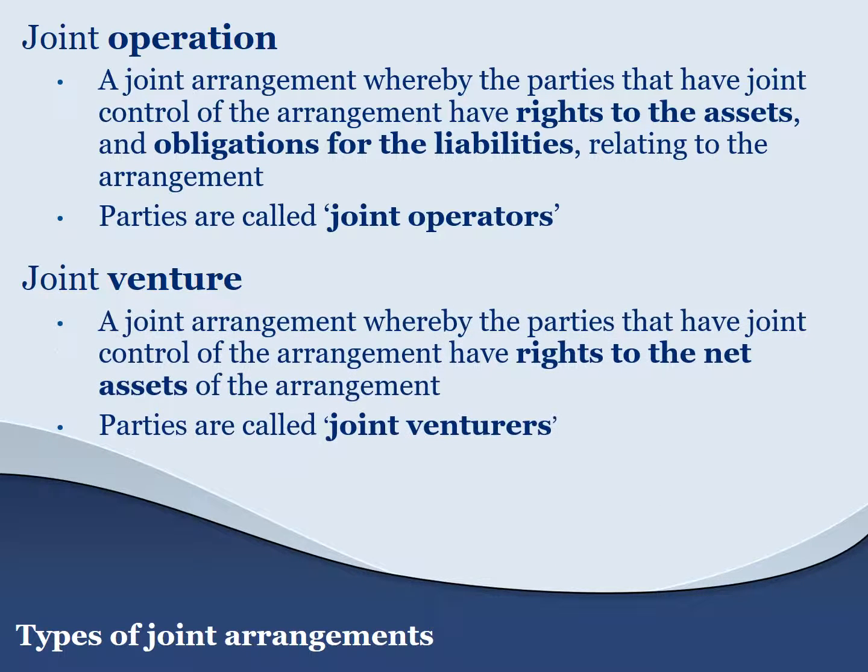In order to address the distinction between a joint operation and a joint venture, the following needs to be considered. A joint operation is an arrangement whereby the parties who have joint control over the arrangement have rights to the assets and obligations for the liabilities relating to that arrangement. The parties in such an arrangement are called joint operators. Alternatively, in a joint venture, the parties that have joint control of the arrangement have rights to the net assets of the arrangement, and the parties are referred to as joint venturers.